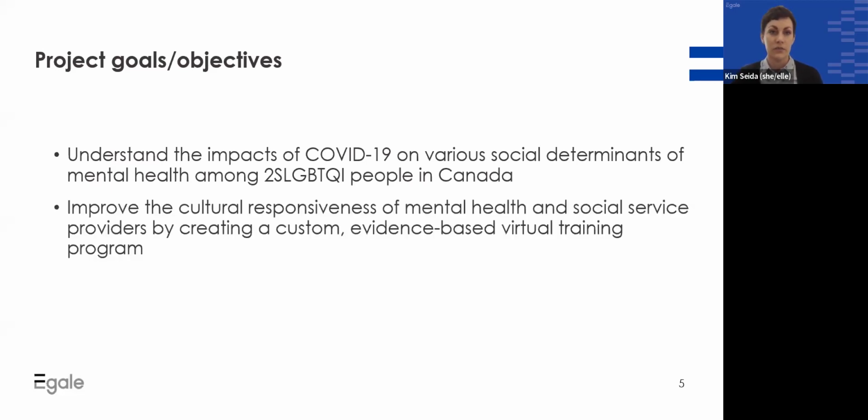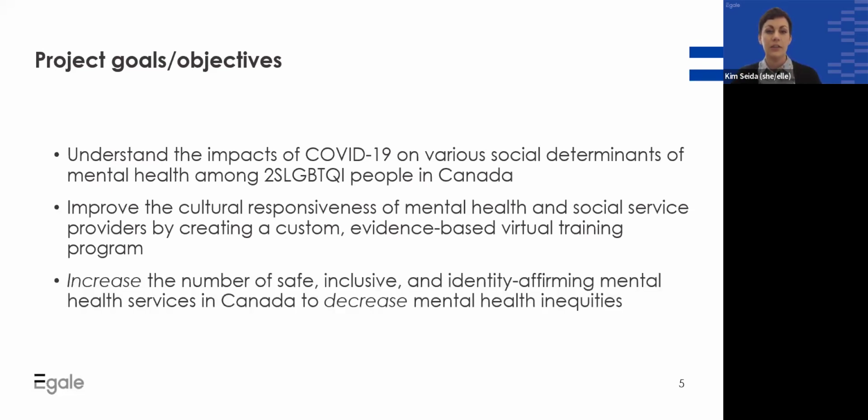The second objective of this project is to improve the cultural responsiveness of mental health and social service providers by creating a custom evidence-based virtual training program. And we can expand a little bit more on what the training program entails in the Q&A. The ultimate goal of the project is to increase the number of safe, inclusive, and identity-affirming mental health services in Canada so that the mental health care needs of 2SLGBTQI people are better addressed, ultimately leading to a decrease in mental health inequities.